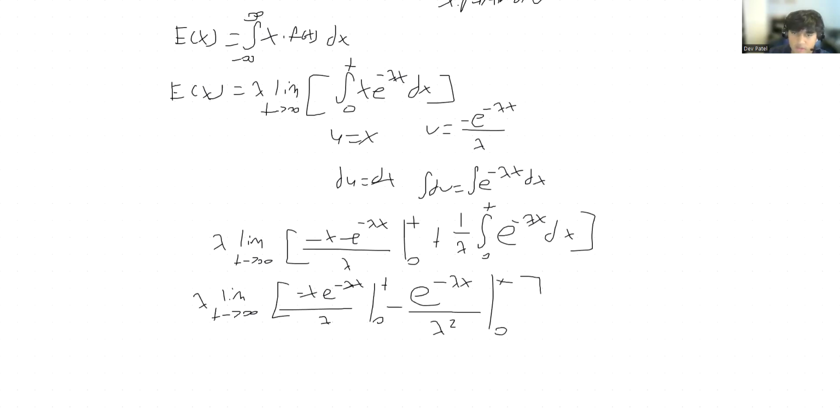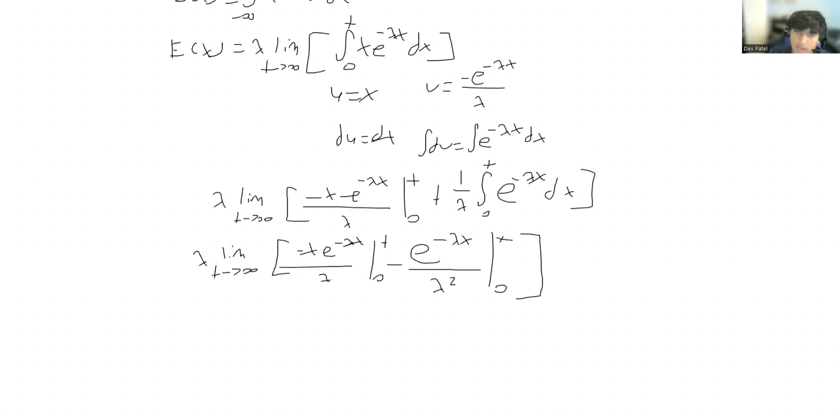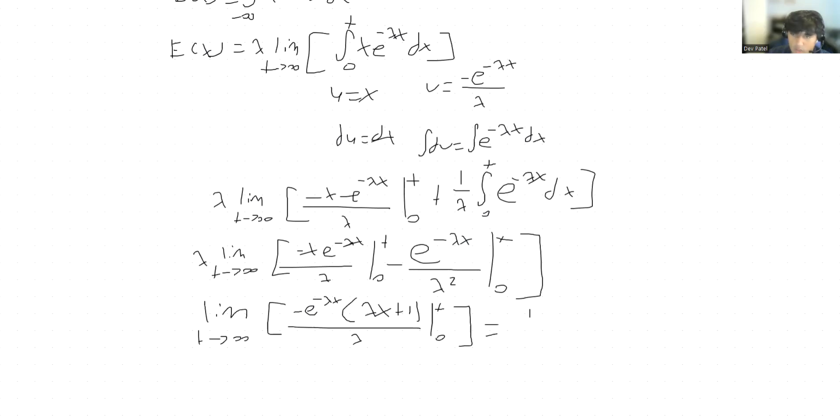Now, combining these two fractions together and distributing lambda back into the limit gives us a final limit as t approaches infinity of negative e to the power of negative lambda times x times the quantity lambda times x plus 1, all divided by lambda, evaluated from 0 to t. Now, this final limit comes out to 1 over lambda.